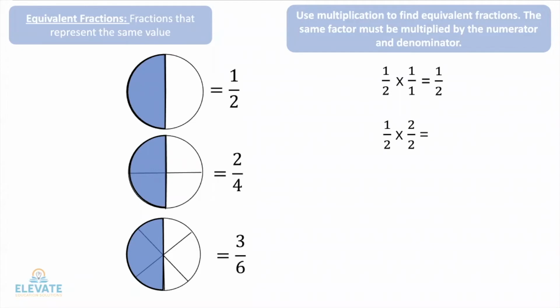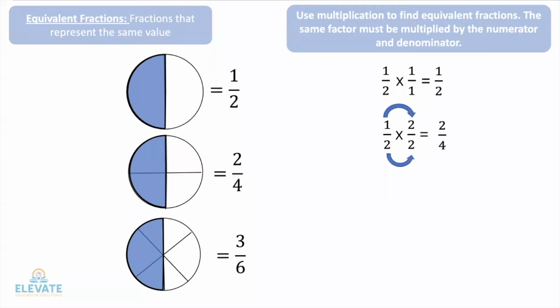Let's change the factors. Instead of 1/2 times 1/1, we can say 1/2 times 2/2. We can do this because the factors in the numerator and denominator are the same. If we multiply, we need to start with our numerators first, multiplying 1 times 2, and then we will multiply the denominators of 2 times 2. 1 times 2 is 2, 2 times 2 is 4, which equals 2/4.